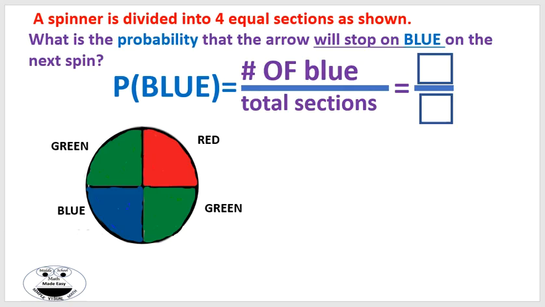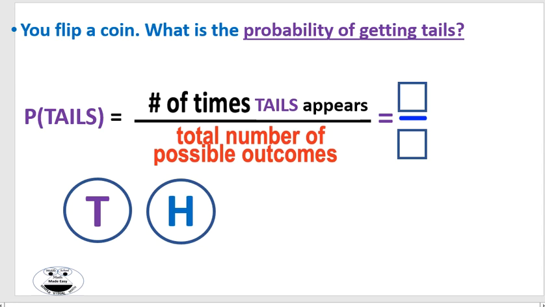Today we're going to continue with middle school math, and we are going to be working on probability. Actually, I'm going to start with this example. One of the most common problems you're going to see with probability is flipping a coin. So if you flip a coin, what is the probability of getting tails?